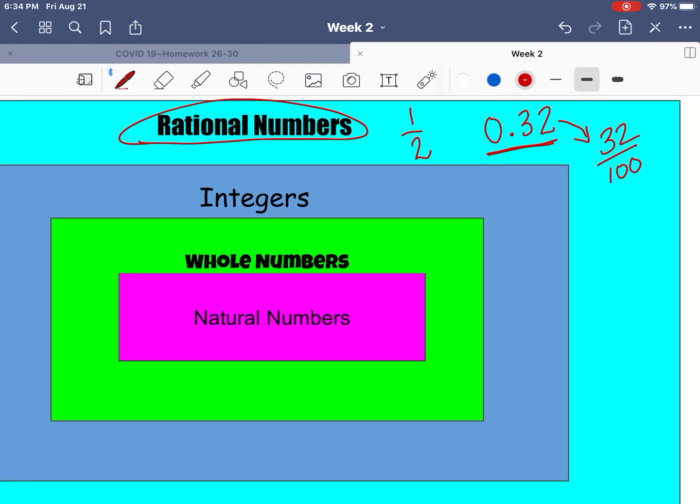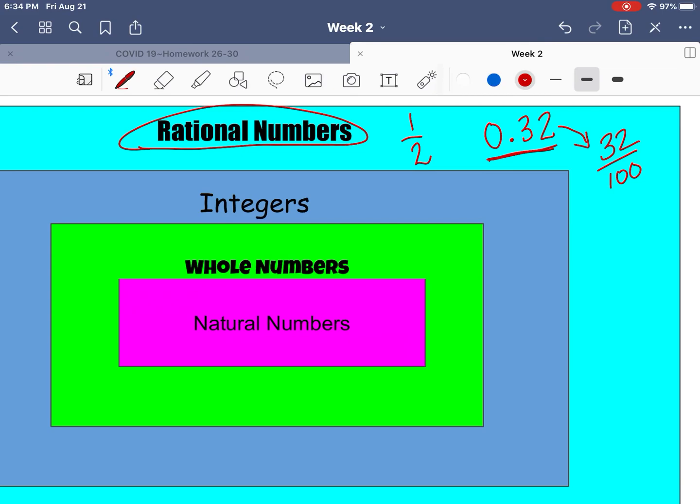Guess what? All natural numbers, whole numbers, and integers can be written as a fraction, but they're just more specific categories. So I'm going to go from rational all the way into the middle to the smallest category. Even though it's infinite, it's smaller than the other categories. Natural numbers are the numbers you use to count with. And you count 1, 2, 3, and so on to infinity.